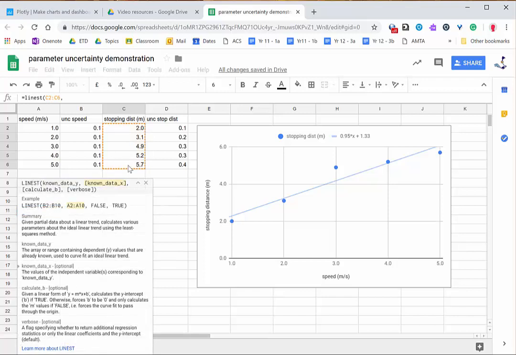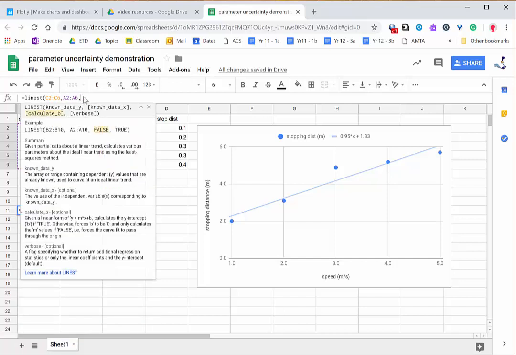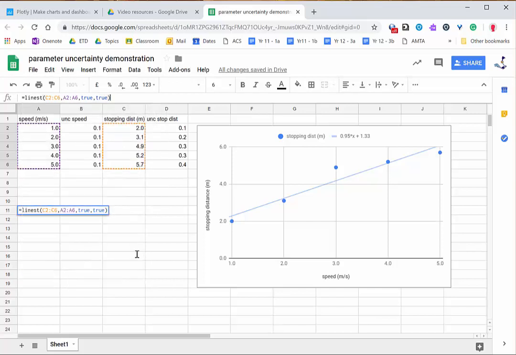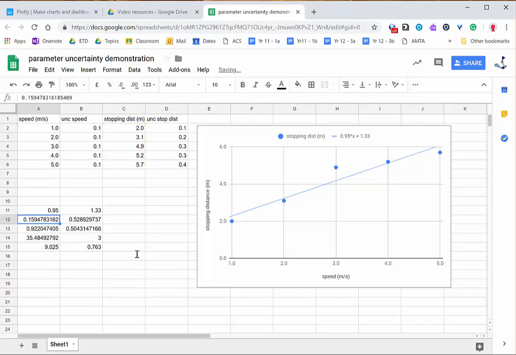Then I'm going to put a comma. And for the next one we put in our known x data, which is our speed. And then I'm going to put a comma. Now the next two, you either put as false or true. This next part is asking you whether you want to calculate the y-intercept, and we do, so we're going to put true. And the last one is whether we want to return the statistics around those, which means get it to work out the uncertainty. So we're also going to say that is true. And then we just press enter and it spits out a whole bunch of stuff.